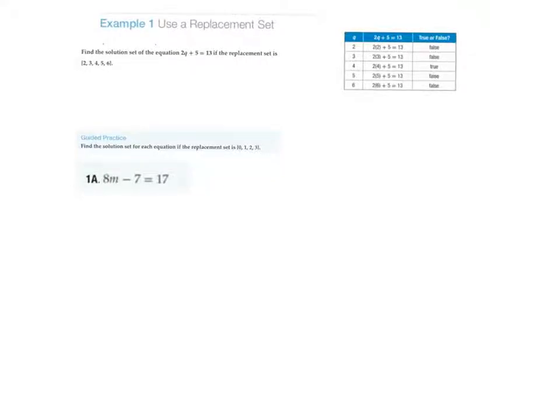To do these problems where you have a replacement set, we're looking at this equation and we're going to replace this letter Q with these numbers. When we do that, if the numbers make the statement true, then it is a solution. If it makes it false, it's not a solution. So if we go over here and we look at this table, when we put the 2 in, it makes it false. When we put the 3 in, it makes it false. When we substitute the 4 in, we get a true statement, and the other 2 are false. So the only solution is 4.